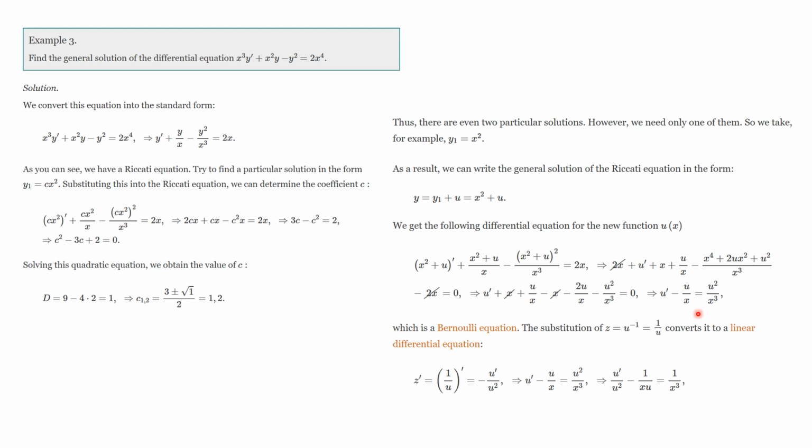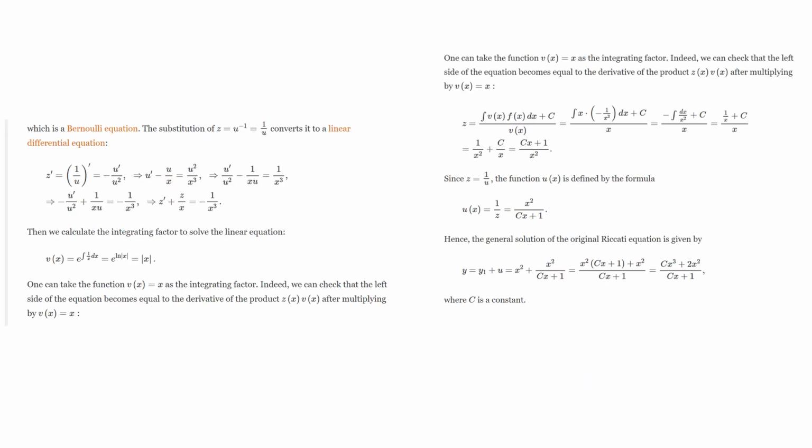Now we're engineers, so we really have to solve this. So we make the Bernoulli substitution, z is equal to 1 over u, converting it to a linear differential equation. Again, we have to look at all of these elements of the solution. So this is the linear differential equation that we're going to be solving, this one in z.